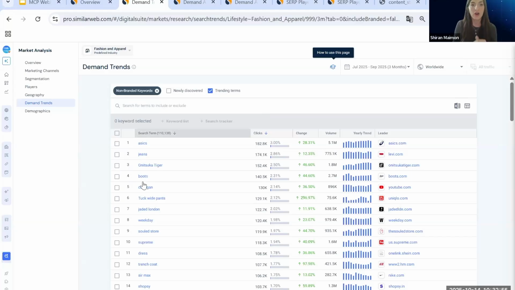Something that caught my eye, besides branded terms, is almost a 300% increase in tuck white pants with an overall click amount of 130K. For me, this is a very significant amount, something that might indicate the beginning of a new trend or something that I should be aware of.